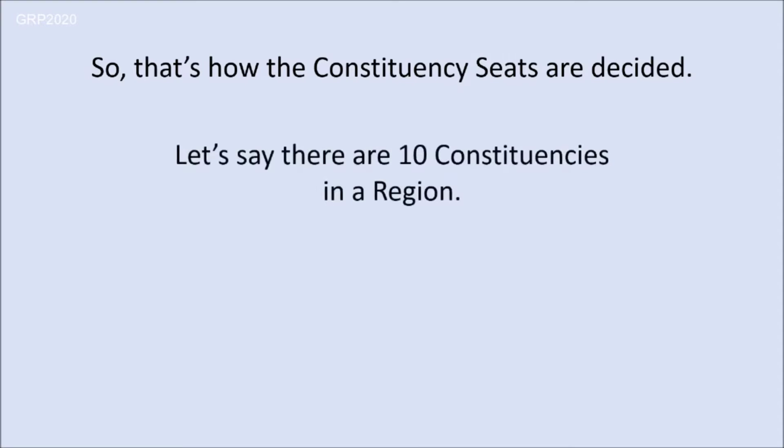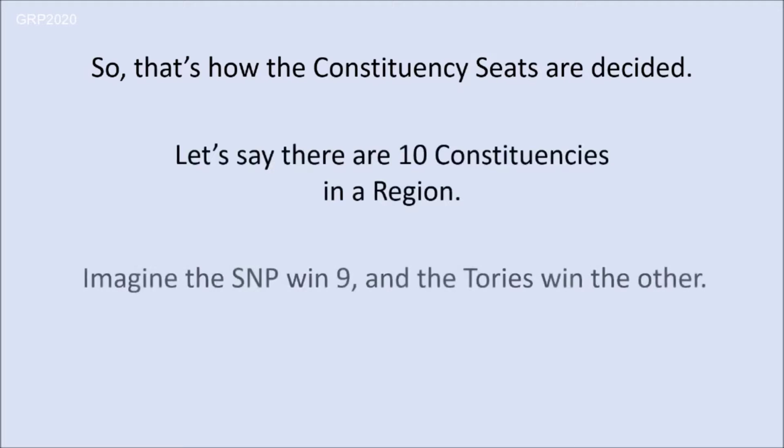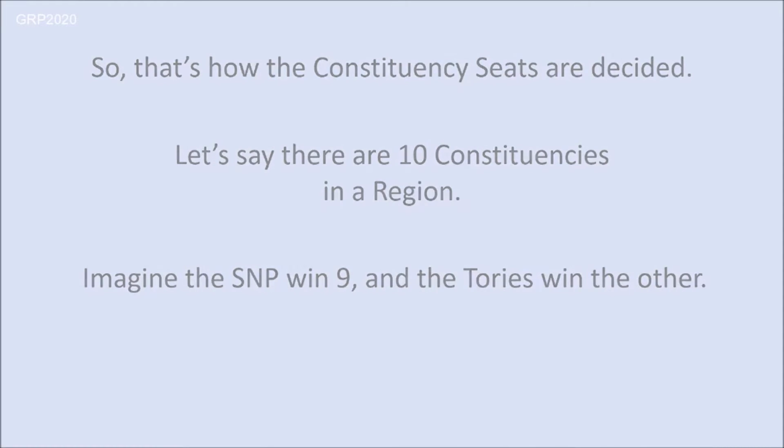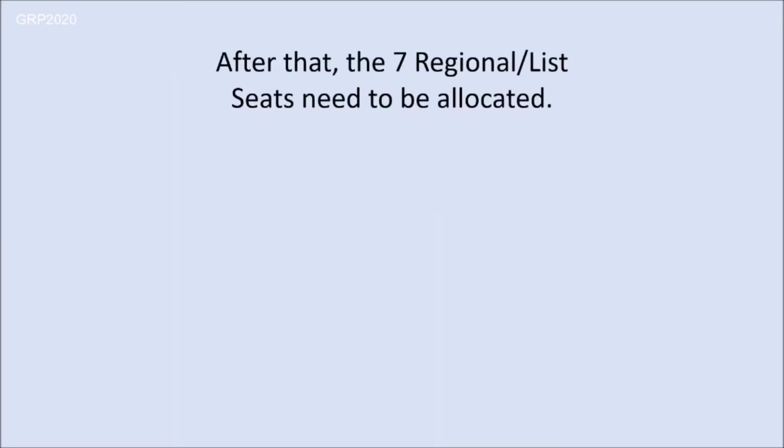Let's say there are 10 constituencies in a region. Now, imagine the SNP win 9 and the Tories win the other 1. That's the easy part to understand. However, after that, the 7 regional or list seats need to be allocated.